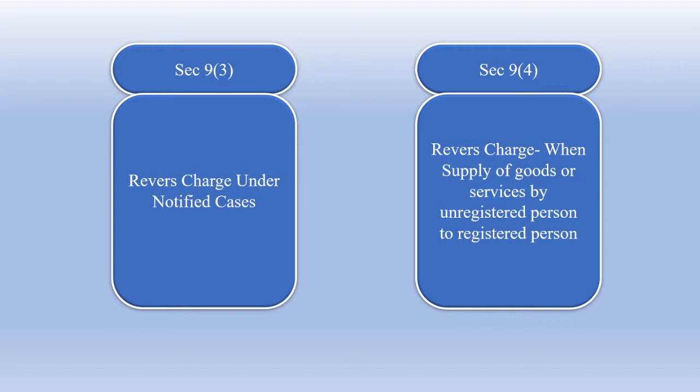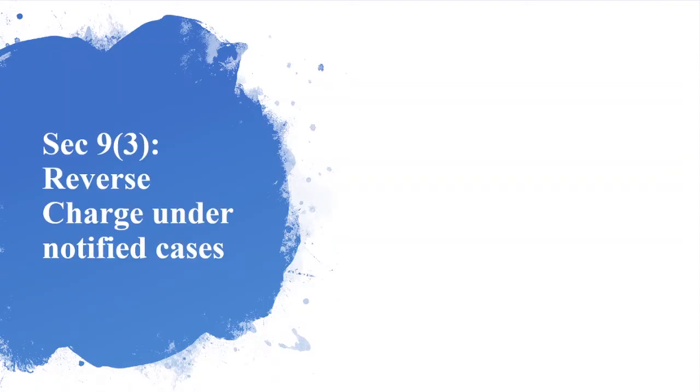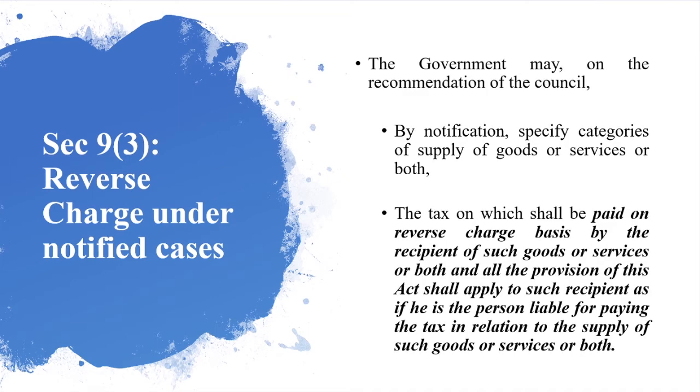So let's see section 9 subsection 3 of the CGST Act 2017, which says that the government may, on the recommendation of the council, by notification, specify categories of supply of goods or services or both, the tax on which shall be paid on reverse charge basis by the recipient of such goods or services or both, and all the provisions of this Act shall apply to such recipient as if he is the person liable for paying the tax in relation to the supply of such goods or services or both.